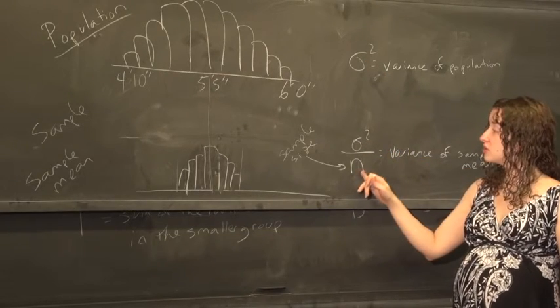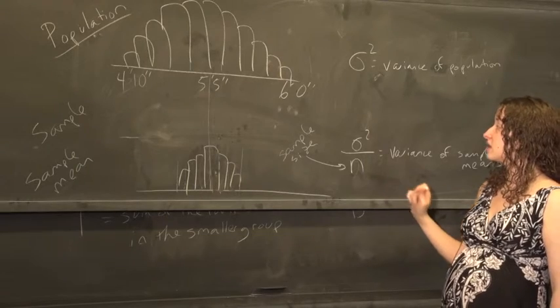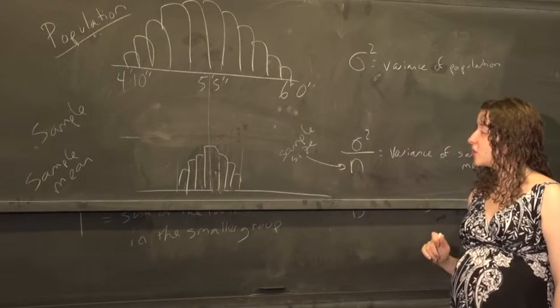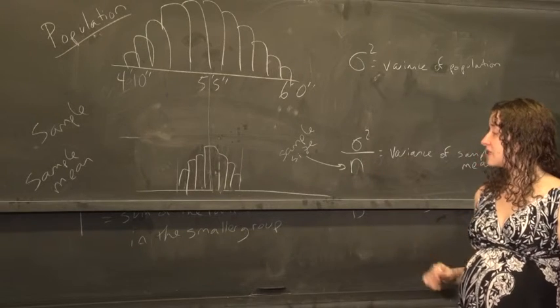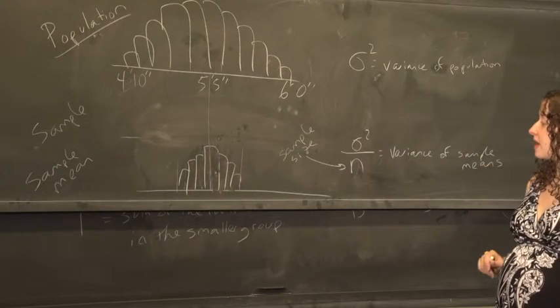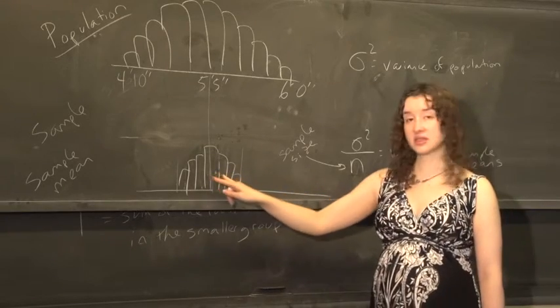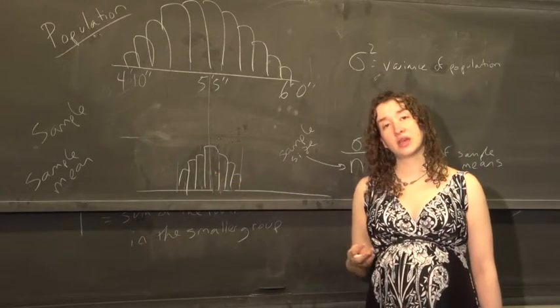If n is equal to 100, then sigma squared over n is certainly a smaller number than sigma squared. And note that the bigger the sample size, the bigger the number we divide by here, the smaller this variance is going to be. And there should be some intuition behind that.